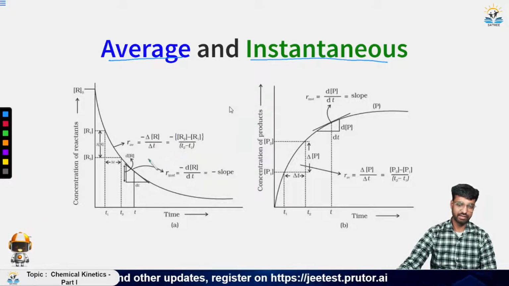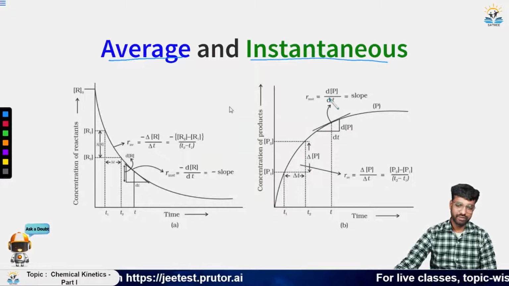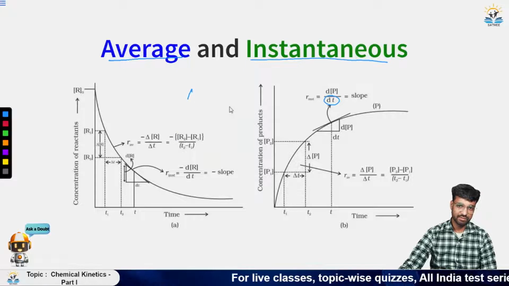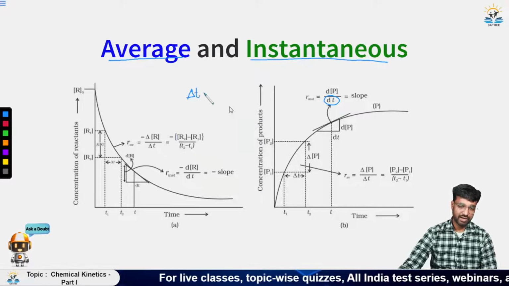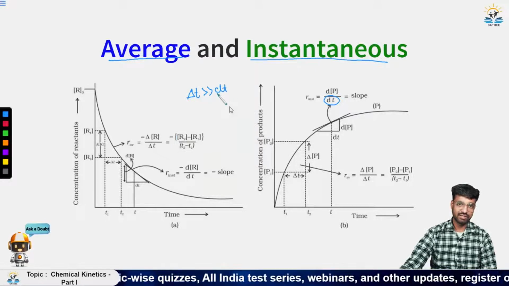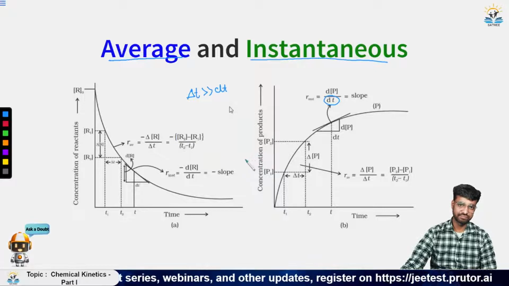That means the delta t is large as compared to the instantaneous one, where we have taken dt, which is very small. So here I mean that delta t, that is for average, is greater than dt. So that is the only difference between this average and instantaneous rate of reaction.